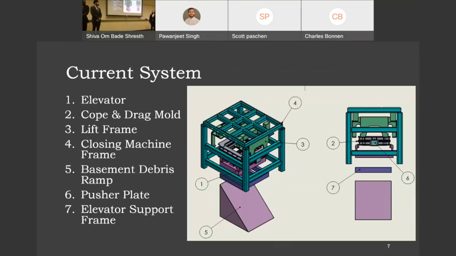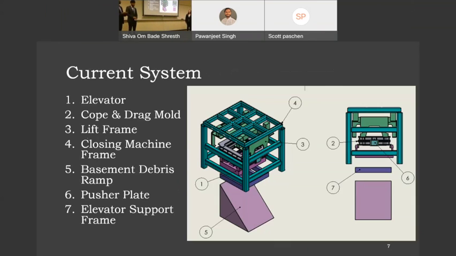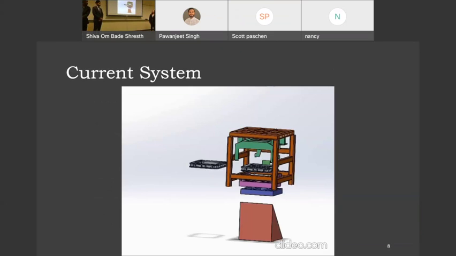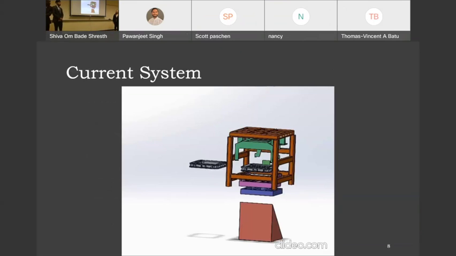So our current system comprises of an elevator, as shown in the image, cope and drag mode, lift frame, a closing machine frame, a basement debris ramp, pusher plate, and elevator support frame. And here's a video that shows our current system, which is controlled by hydraulics.